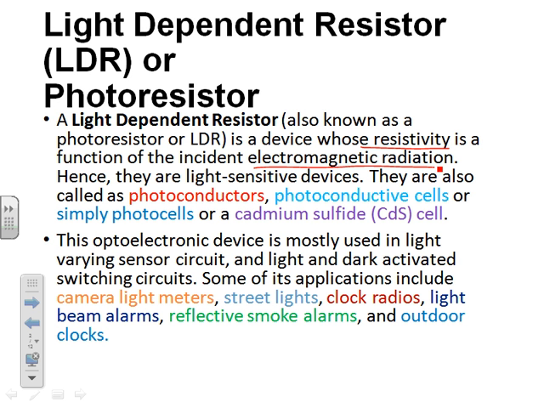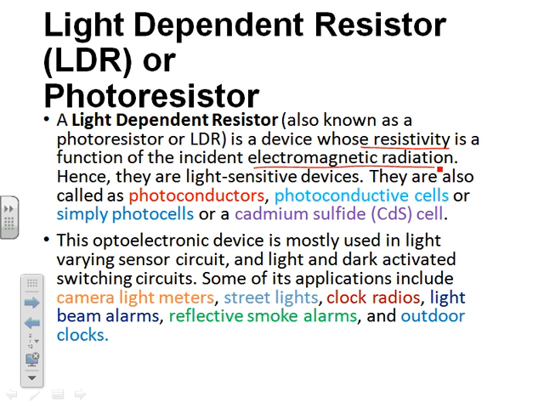Hence, they are light sensitive devices. They are also called photoconductors or photoconductive cells, or simply photocells or cadmium sulfide cells. So this is how we can define the LDR.